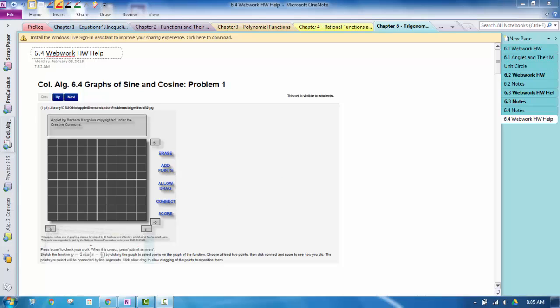Okay, this problem is from 6.4 Homework Help. First problem. It wants us to graph this function, and this function is y equals 2 sine of x minus 90 degrees, pi over 2. It's a little hard to read, so there's the function we're trying to graph here.